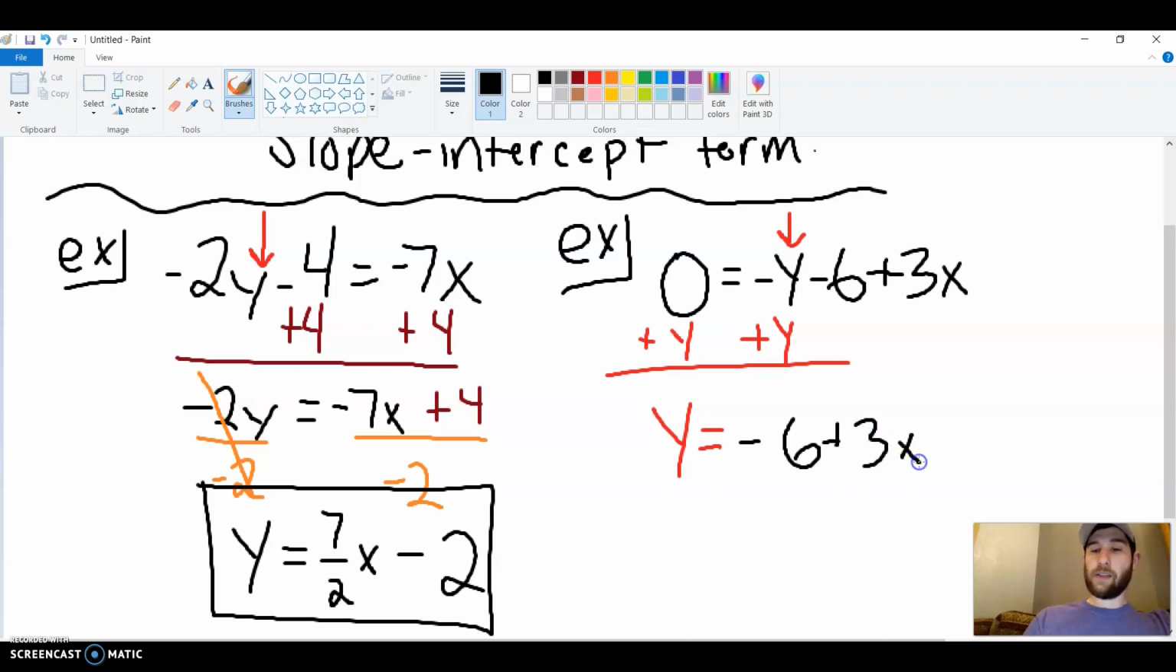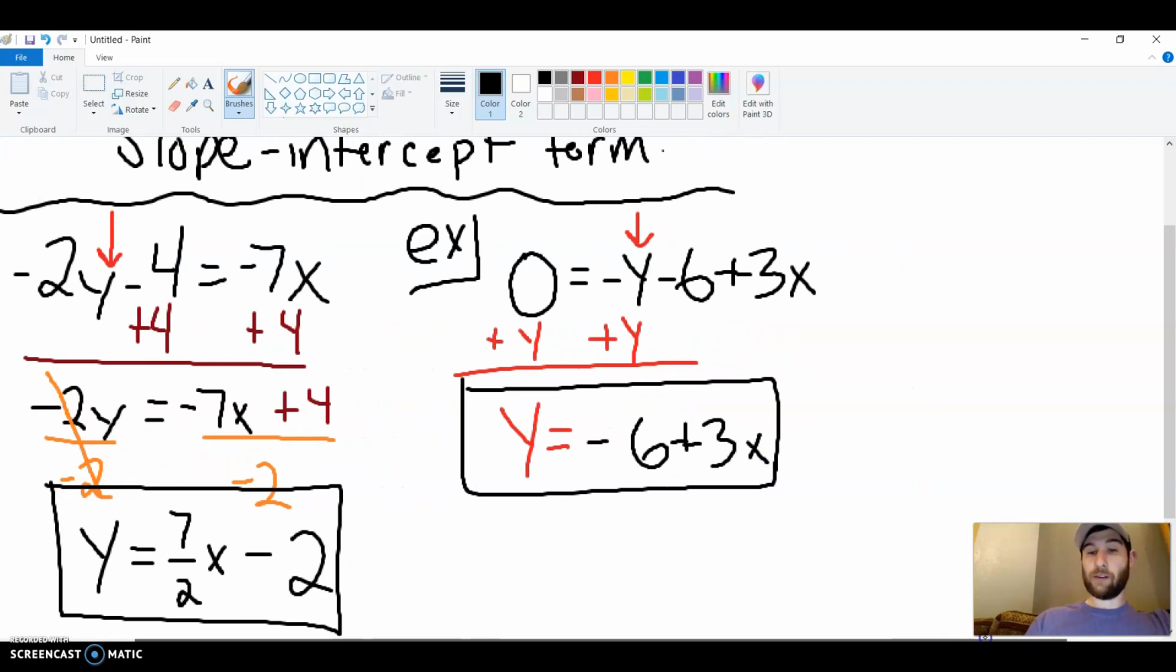Ladies and gentlemen, the thing that I need to point out that's essential here is that mx plus b doesn't have to have the m first. Our positive 3 is our slope. That is our m, even though it's written second. And so we have our y equals mx plus b. We've solved for y. So we're done with our second example.